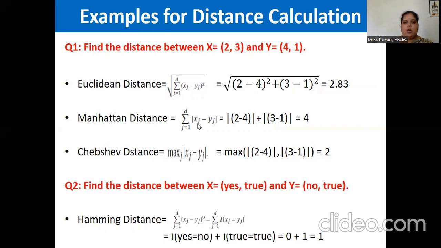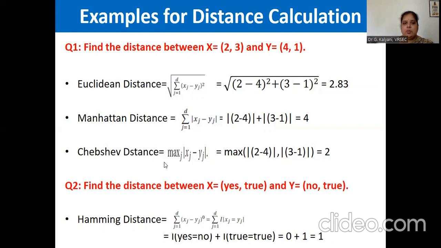And the second one, Manhattan distance, in which the formula is sigma j equals 1 to d of mod xj minus yj. The mod is to compensate for the negative number here. So it is simply mod of 2 minus 4 plus mod of 3 minus 1, which is 2 plus 2. That's why the Manhattan distance between these two instances x and y is 4.